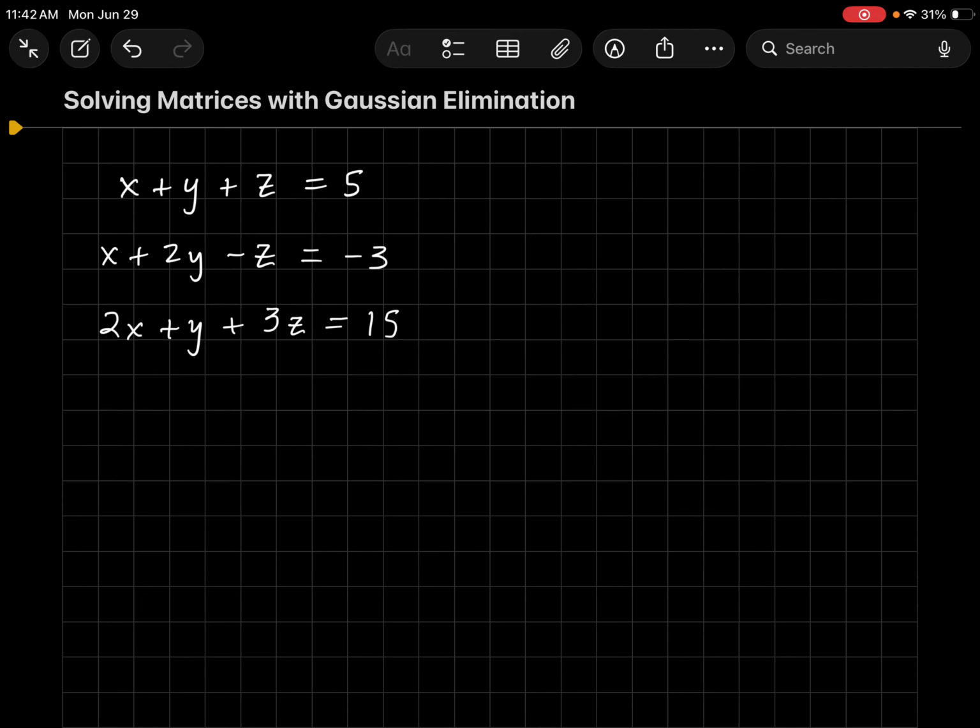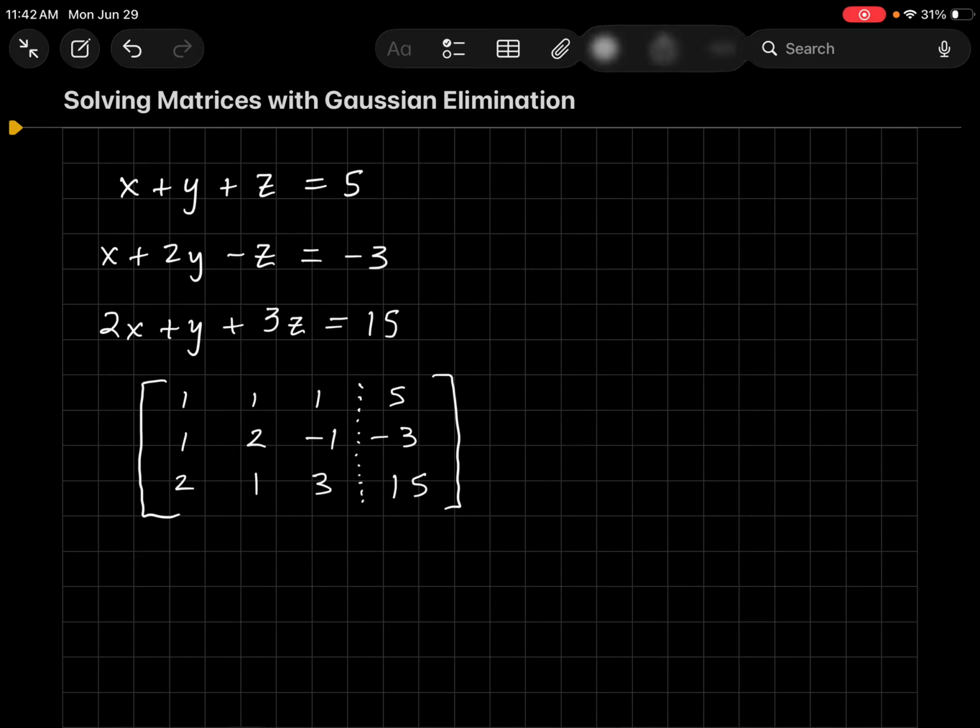The first thing I'm going to do is rewrite my system as an augmented matrix. So I have the augmented matrix 1, 1, 1, 5, then 1, 2, negative 1, negative 3, and then 2, 1, 3, 15. And I'll add the dashed line for my equal sign. It's not necessary, but I like to have it there.